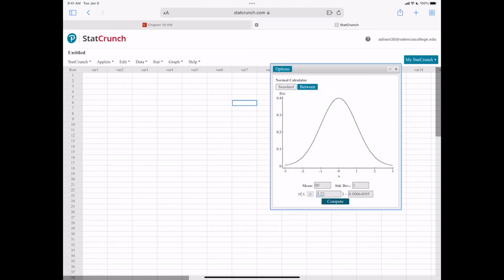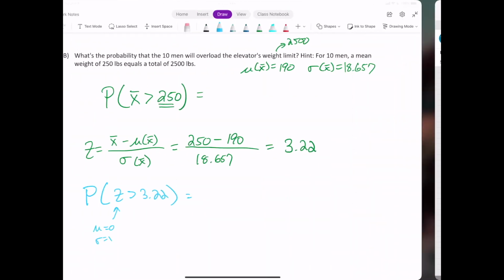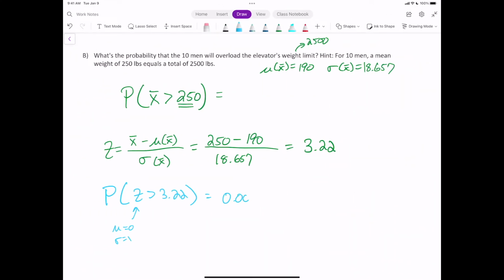We calculate that, and we get an extremely small probability, right? Because remember, a z-score bigger than 3 is really unusual, and now you're seeing it. To 4 decimal places, just so we can get a non-zero number, it's 0.0006.